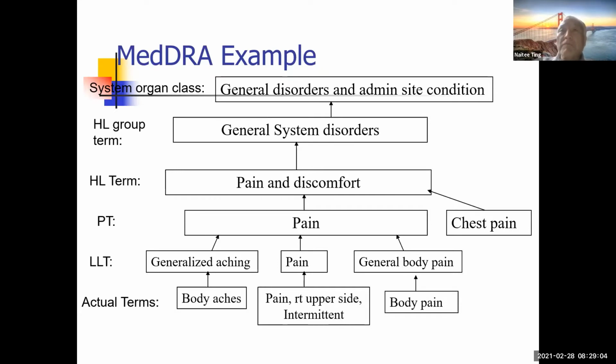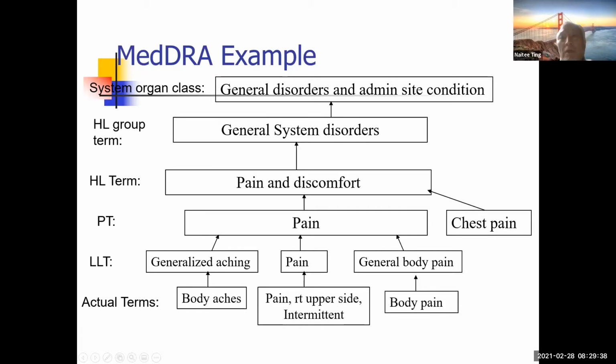And so in order to collect the data for adverse events, we have to design a case report form, and on the case report form there are the actual terms the physician wrote down, and then we have to go through this auto encoding process. These are the actual terms that the physician or the nurse wrote on the case report form.